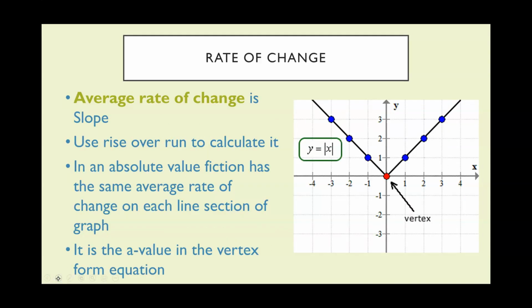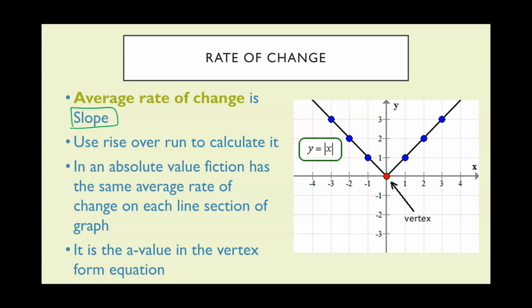All right. Now, rate of change, you have seen in Math 1, but you dealt with rate of change with linear functions. Absolute value is basically the same because absolute value is technically two linear graphs made into one graph, a piecewise function, which we're going to look at later. So you can find the average rate of change here. Average rate of change is another word for slope, so we're going to use rise over run to calculate it.